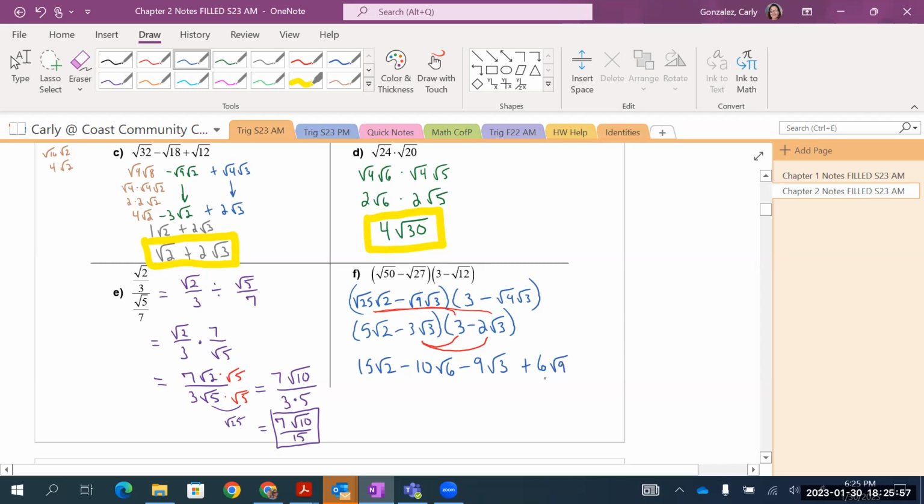And now we're ready. Notice rad 9 is just the whole number 3. So 6 times 3 is 18. And let's bring down the rest and see what we can combine, if any. So the first term has a rad 2, second term has a rad 6, third term has a rad 3. Last term is just a constant with no radicals. So these are all unlike radicals. So we are done. Our answer is 15 rad 2 minus 10 rad 6 minus 9 rad 3 plus 18.